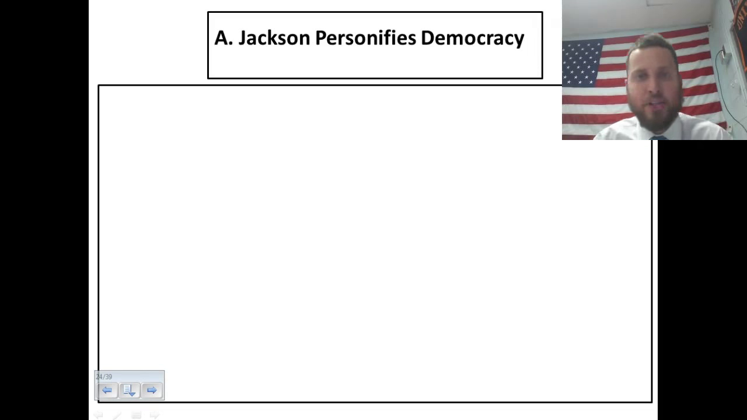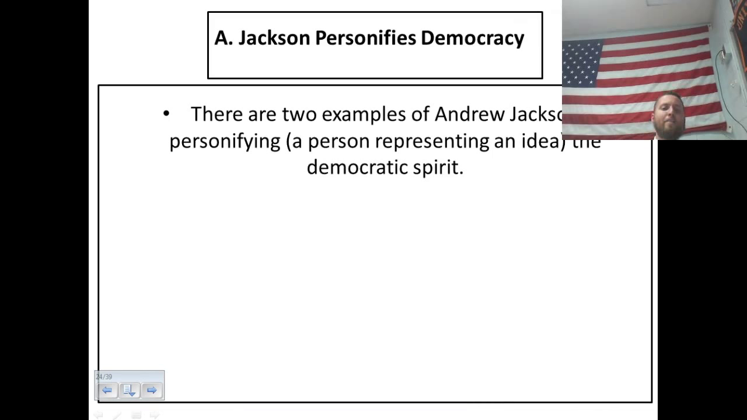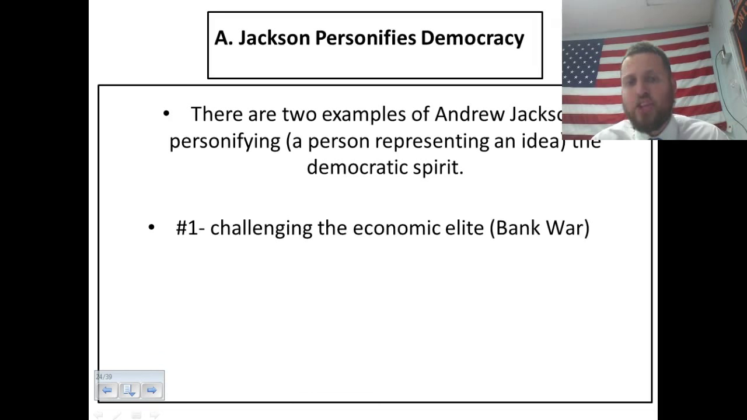Kim Kardashian personifies, Justin Bieber personifies, what does Andrew Jackson personify? Democracy? How does he do it? Two things. There are two examples of Andrew Jackson personifying, which means a person representing an idea, the democratic spirit. Two examples. All right. Here we go. One. He challenged the economic elite. That's not the common man. That's not most people. That was the bank war. All right? Cool.